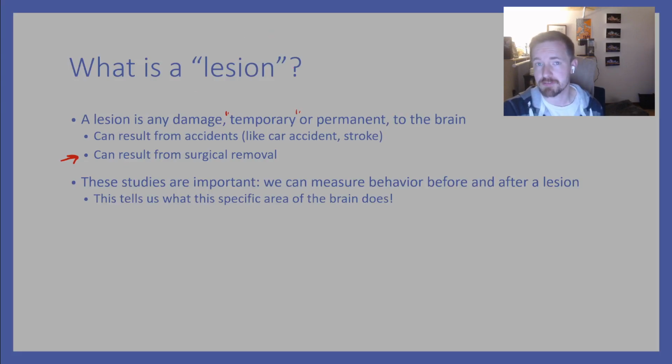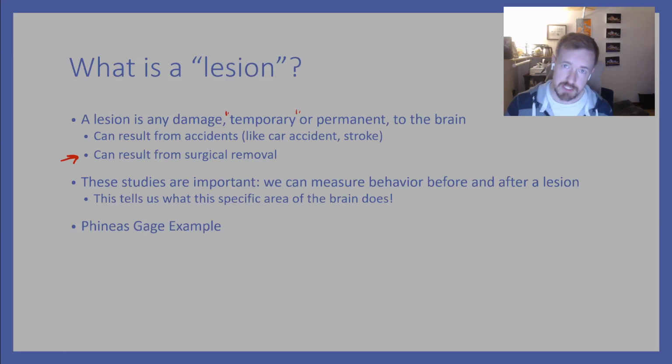A lobotomy would be an example of a lesion study. These studies are really important, and they are kind of the first versions of neuroscience methods that we ever had. This is before we developed MRI or PET or EEG. We were able to look at what happened to people's behavior after they experienced some kind of brain trauma, because that tells us about what that area of the brain does compared to others.